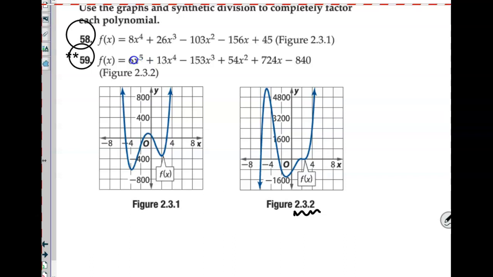Do you have any idea how to factor degree 5? The best chance you have is to get it down to a degree 2, because you can factor a quadratic, right? So how many zeros should I be dividing out? 3, right? What are 3 of the zeros from this graph?